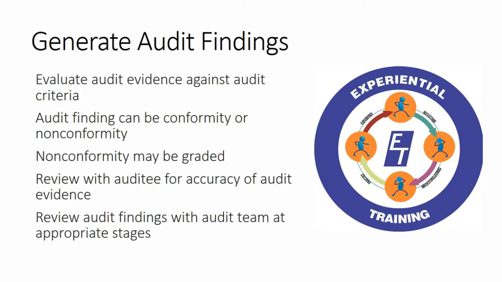So now it's time to record audit findings. As I have already told, a finding could be conformity, a finding could be non-conformity. Both are findings. Then non-conformities are graded. Non-conformities are graded as observation, minor non-conformity, and major non-conformity. We will look into the details of that in a separate discussion, on a separate topic.